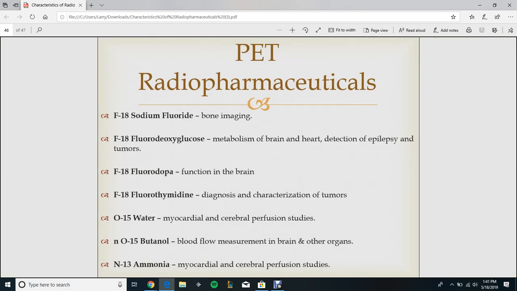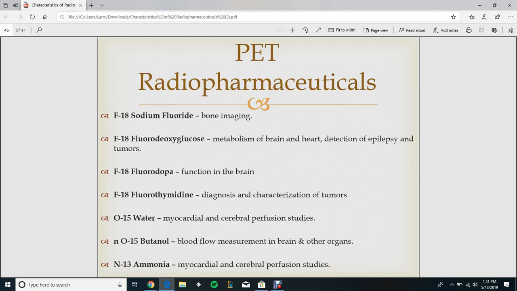PET radiopharmaceuticals. F18 sodium fluoride is bone imaging. F18 fluorodeoxyglucose, metabolism of the brain and the heart, detection of epilepsy and tumors. F18 fluorodopa is the function in the brain. F18 fluorothymidine, diagnosis and characterization of tumors.